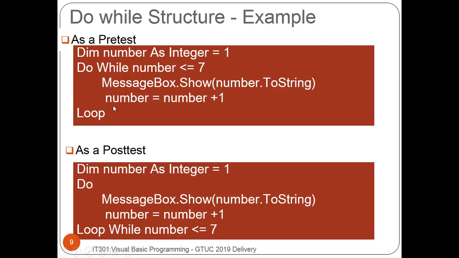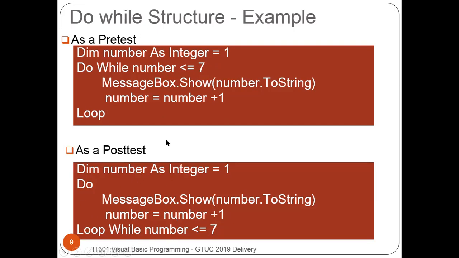All right. So the same here, we would start with this, but here we have the condition as a post-test. So we will first of all output 1 before we come and check, because before we add 1 to it to make it 2, then check if 2 is less than or equal to 7, right? Then we'll continue to do till we get to the end.